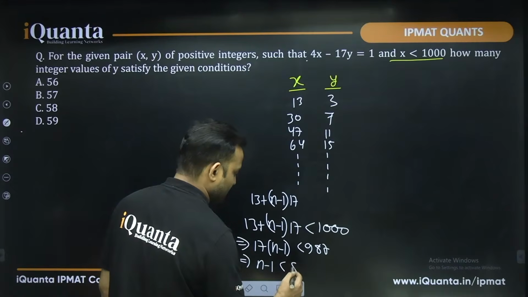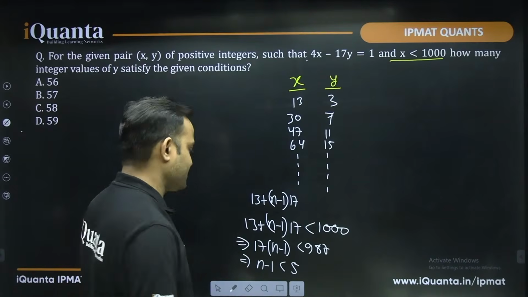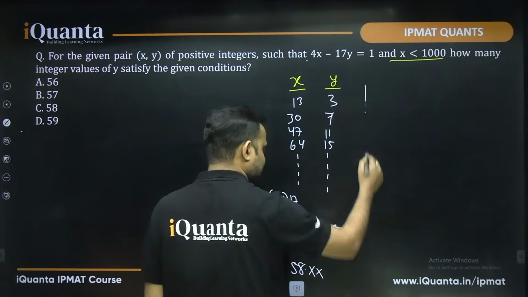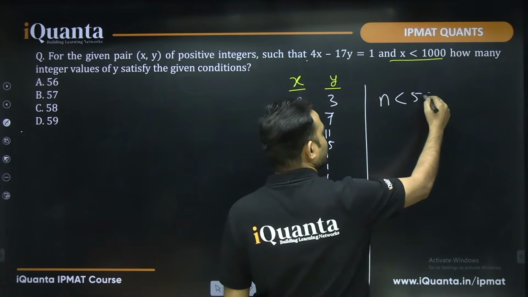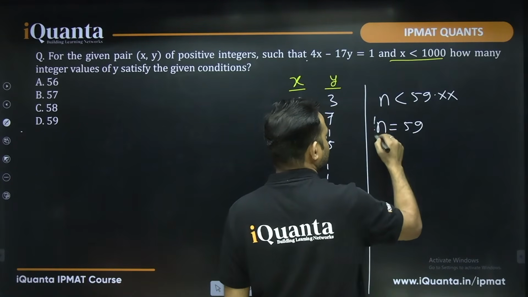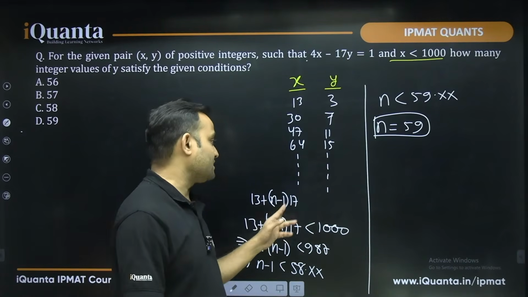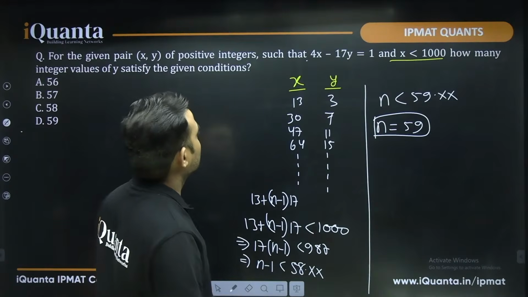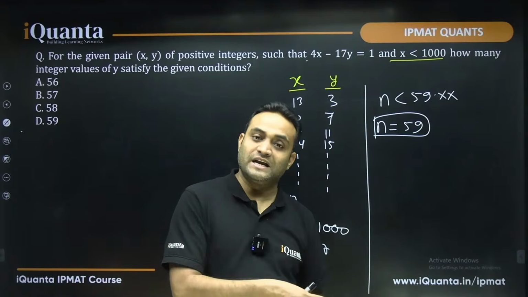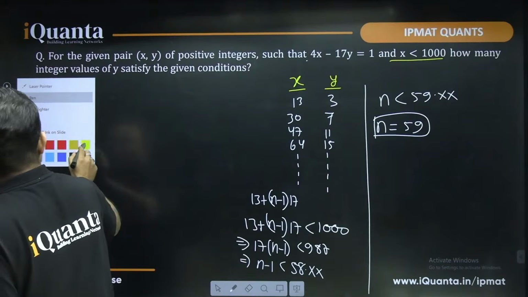58. So 17 into 8 is 136... 17 into 8 is 126. So 58.xx, or n will be less than 59.xx. So n will be 59. So total maximum value that we can take for n here will be 59. So number of values for x will be 59. Correspondingly, y will also take 59 values. So the answer is option D.